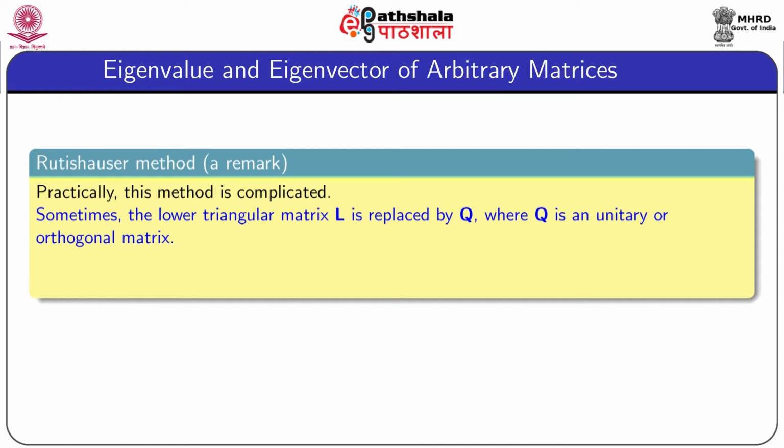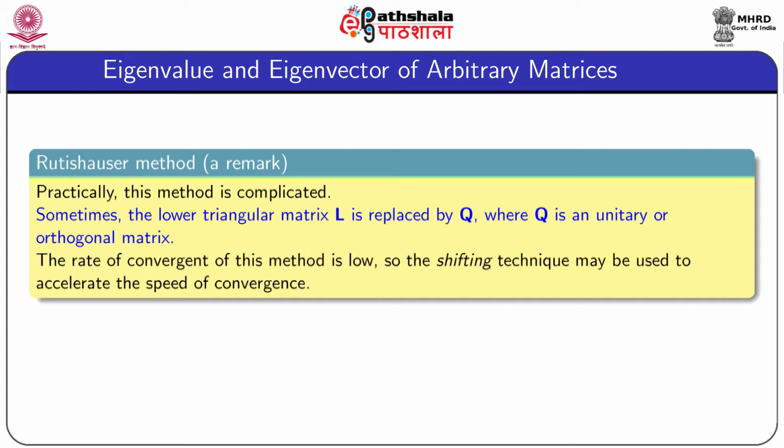Sometimes the lower triangular matrix L is replaced by Q, where Q is a unitary or orthogonal matrix. The rate of convergence of this method is low. So, the shifting technique may be used to accelerate the speed of convergence of the method. So, there is another modification available for this method to accelerate the speed of convergence.